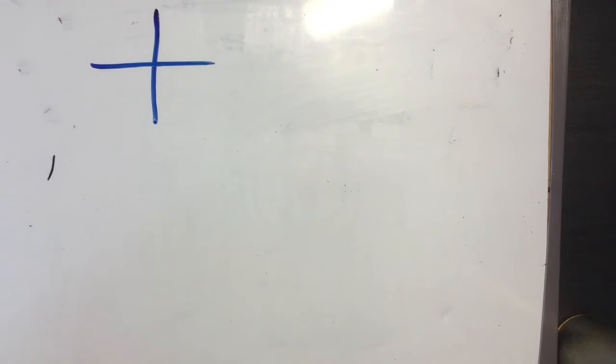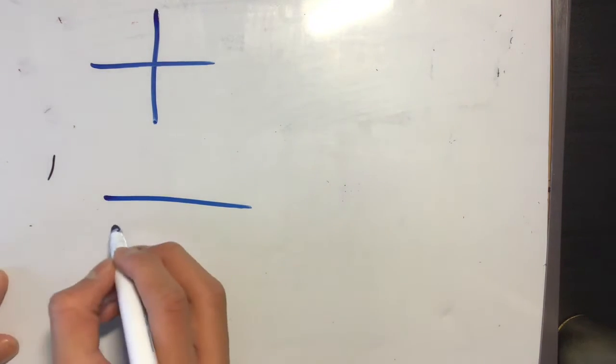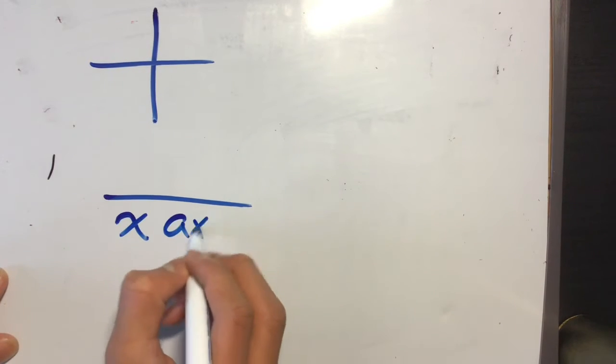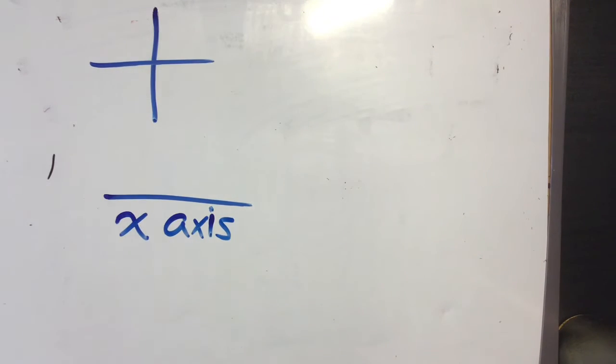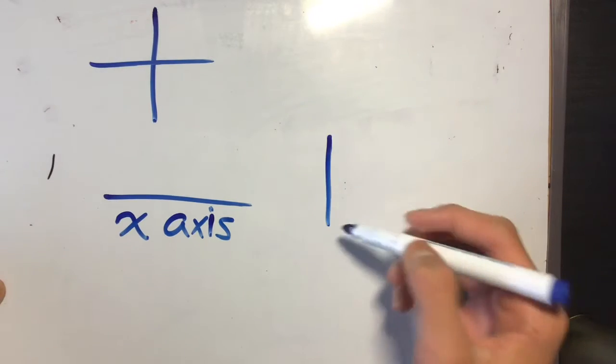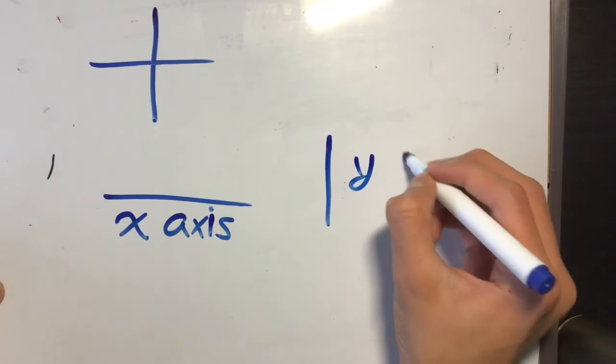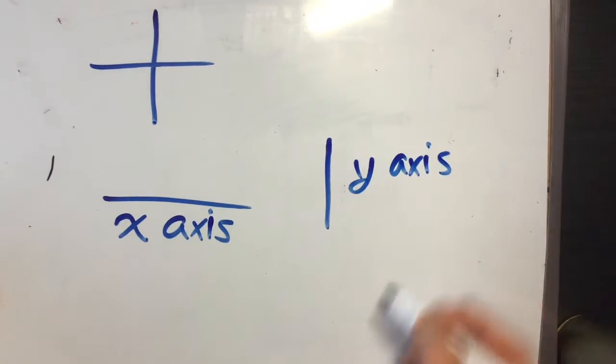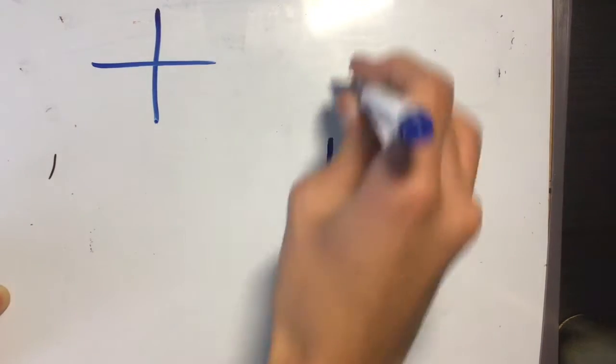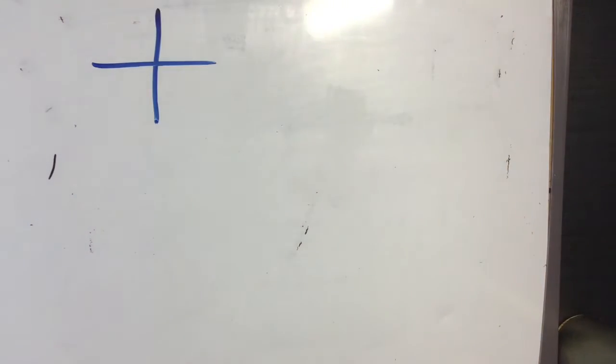Now on a Cartesian grid, there's 2 lines. The horizontal line is called the x-axis. And I'm pretty sure you've heard this before. The vertical axis is called the y-axis. Now, in math, it's not that simple. In this case, there's a positive and negative side to both axes.